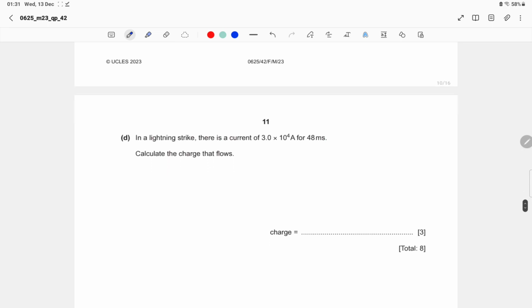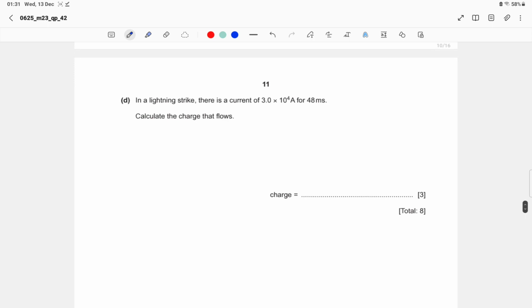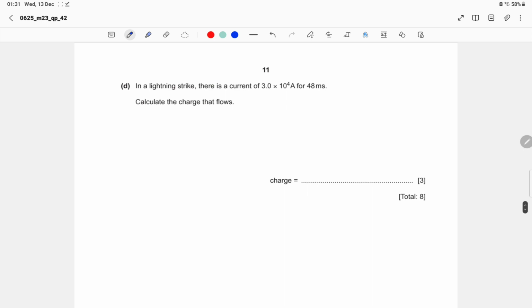Okay, moving to the next question. It states that in a lightning strike, there is a current of this much for 48 milliseconds. Calculate the charge that flows. Now I equals Q over t, but we need to find Q, which is going to be I times t. So I is 3 times 10^4 times 48 times 10^-3. When you multiply this, you will end up with 1440 coulombs, or you can write it down as 1400 coulombs.